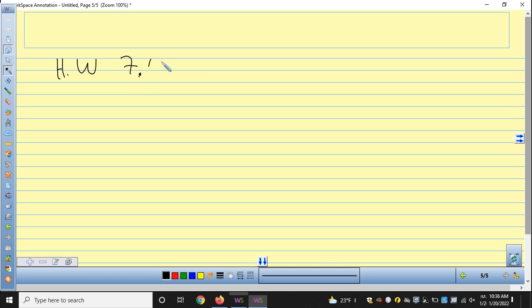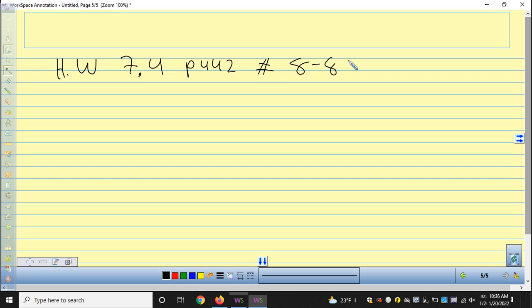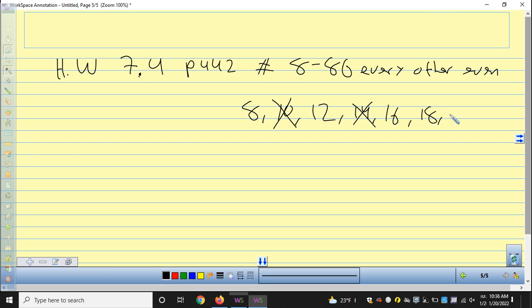This is section 7.4. Page 442, 8 through 86, every other even. And just a reminder, every other even, that would be 8. Skip 10. Skip 14. Skip 20, etc.